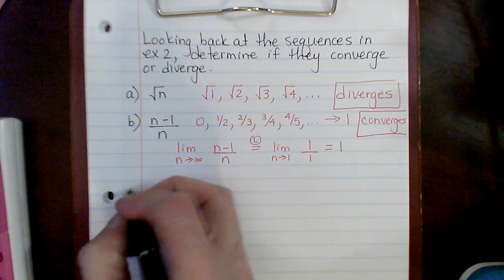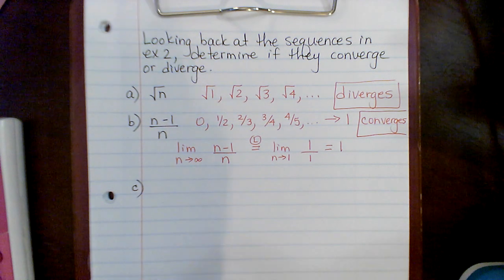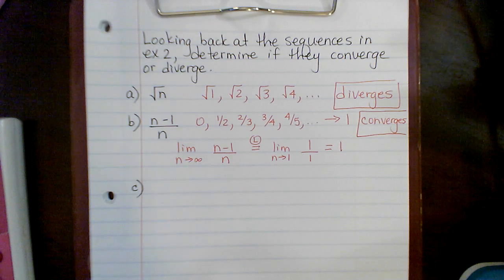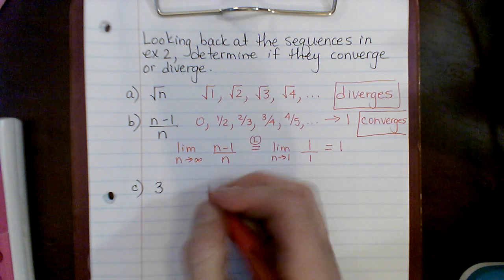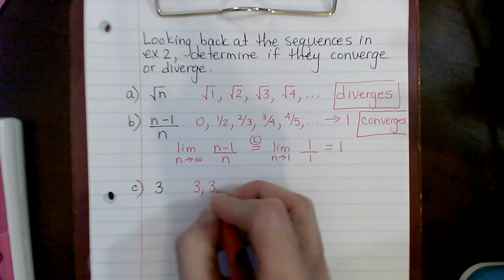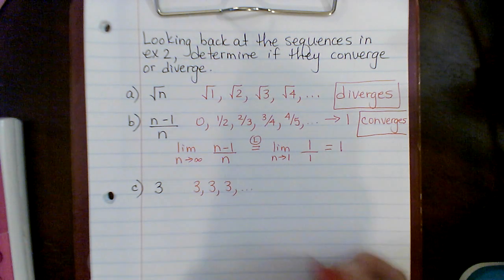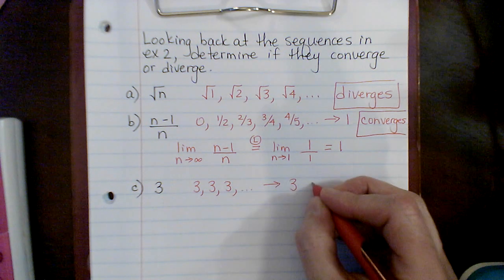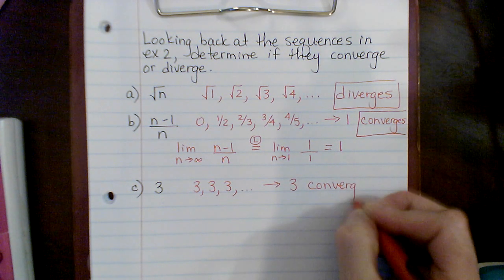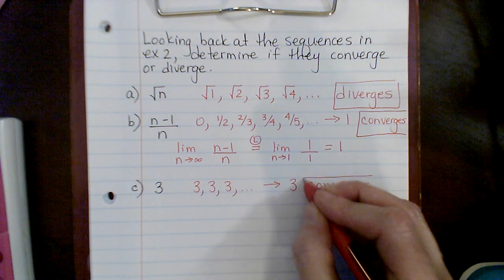C, that one was the constant sequence of 3. Well, those terms are super easy, right? It was just always 3. So it's going to converge to, you guessed it, 3. So it converges.